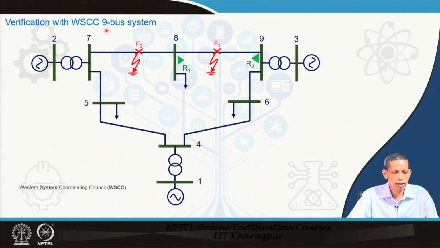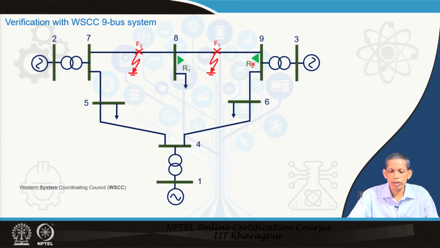We will take a 9 bus WSC system, and we will check how the quadrature voltage approach is reliable in this system. We will see only this relay which takes care of the breaker here for line section 8, 9, and the other relay R2 at bus 9.